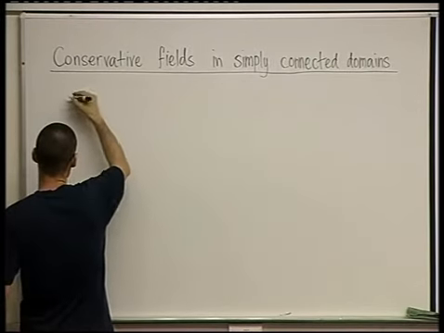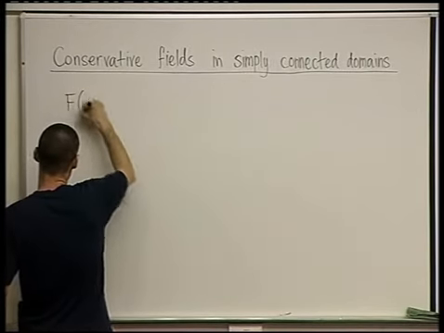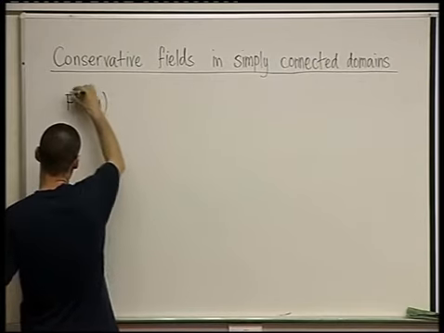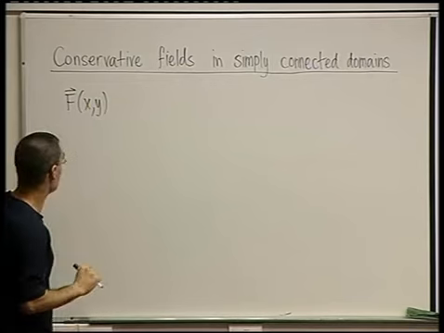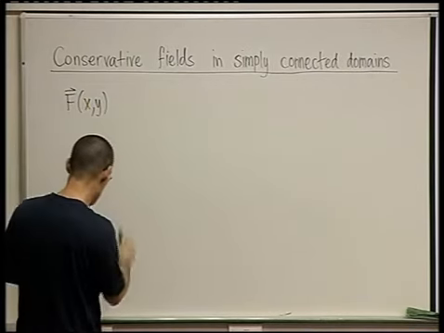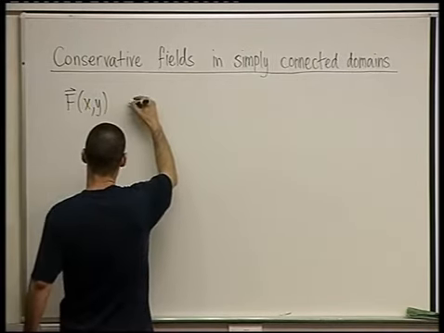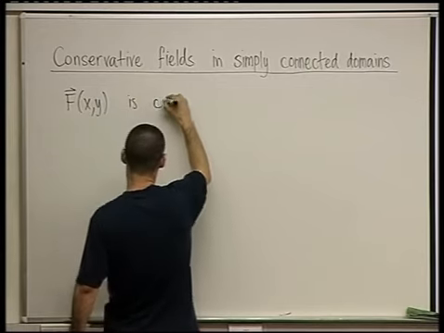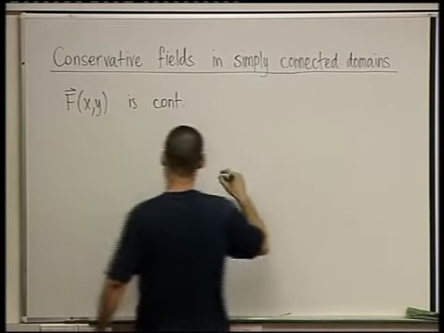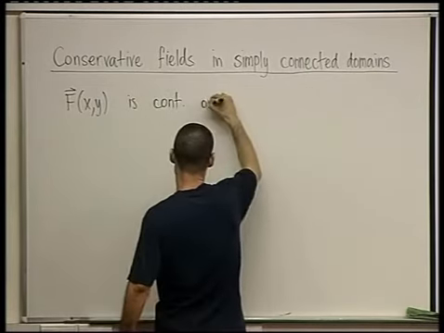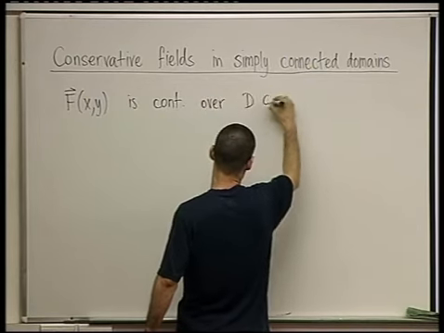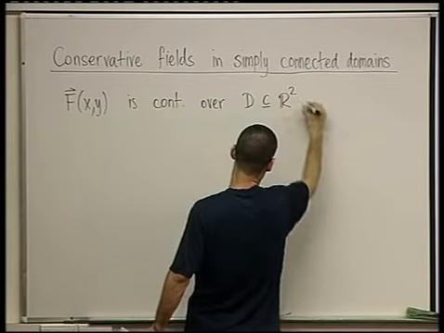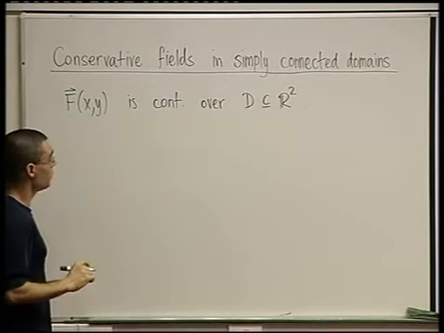So we're back in 2 dimensions. We're going to extend to 3 dimensions a bit later; we need some more preparatory work. So F(x,y) is a continuous field, only continuous, over some domain D in R2. This is all our assumptions so far.